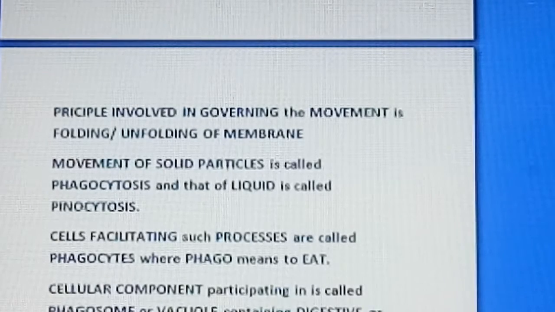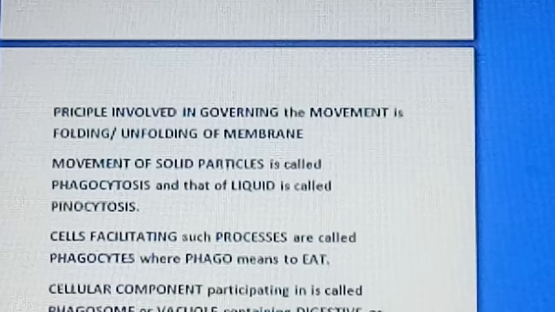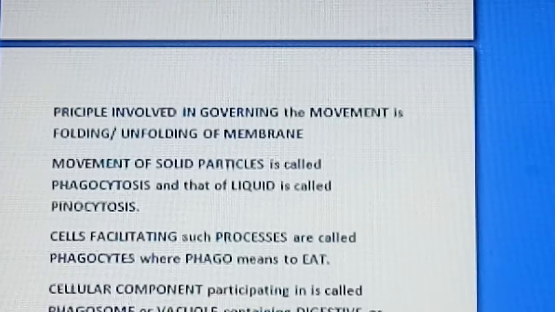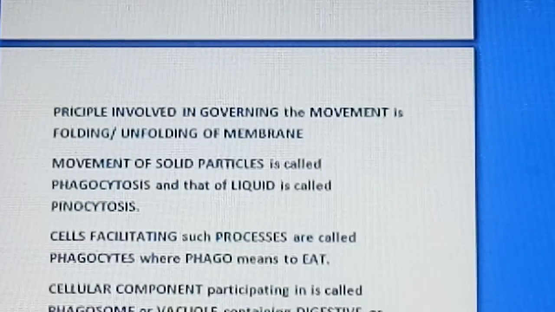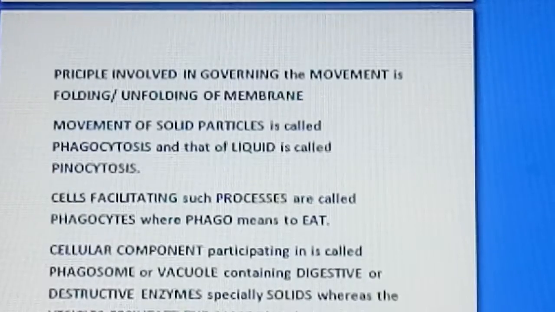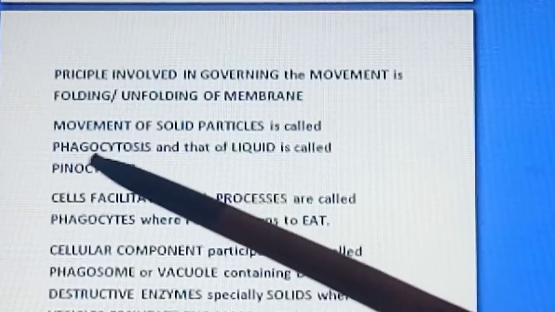Now again, as endocytosis has been divided into two types, endocytosis and exocytosis, endo means entry, exo means moving out. Similarly, when the particles are solid in nature, then the process is known as phagocytosis. This is phagocytosis.